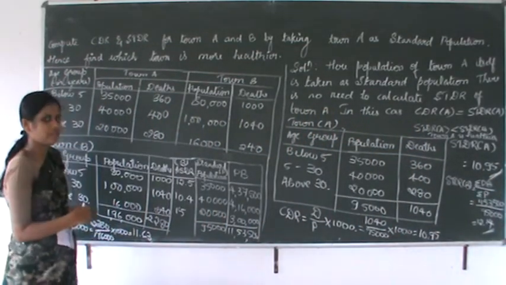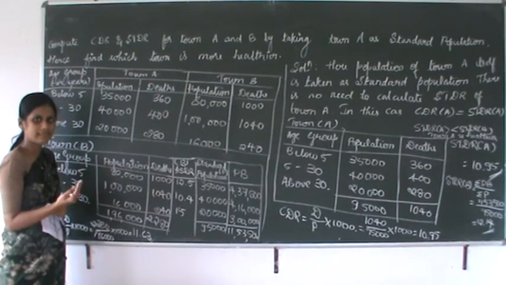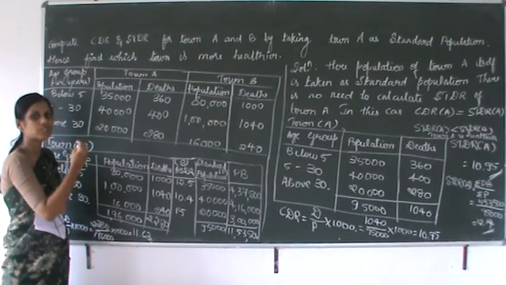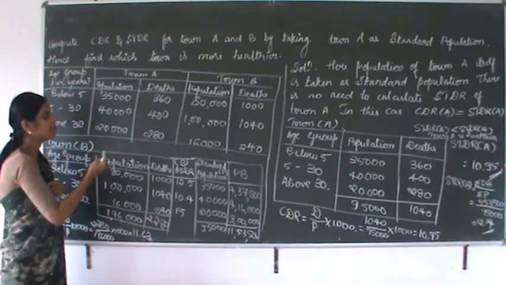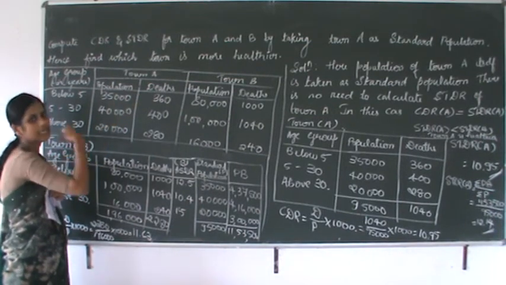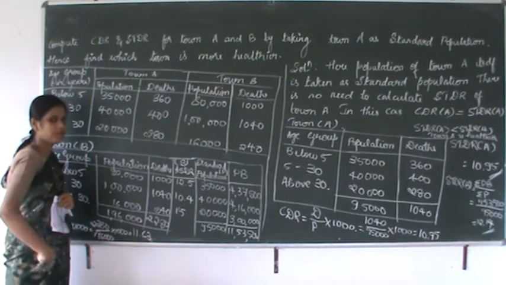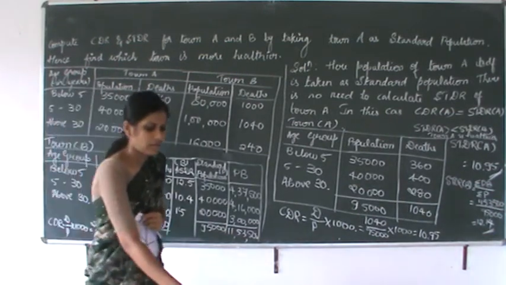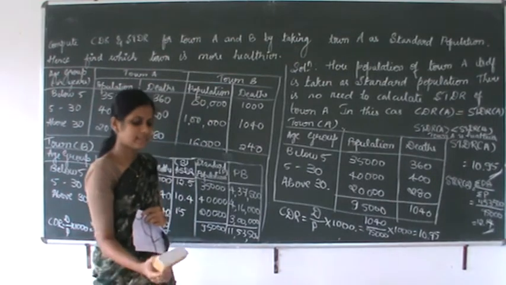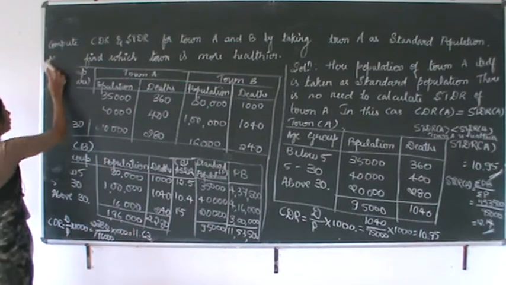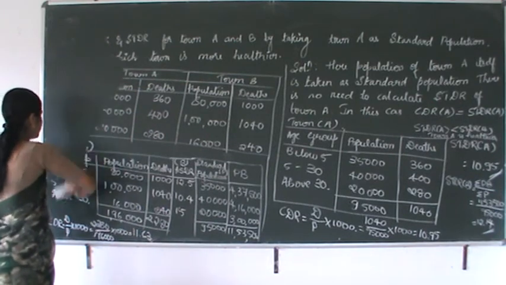So when such kind of question is given where standardized death rate is not given, we have to read the question and understand which population is taken as standard population. As here it is clearly given, town A population we have to consider it as standard population. So this is all about standardized death rate. We have solved nearly 3 different problems under this standardized death rate.